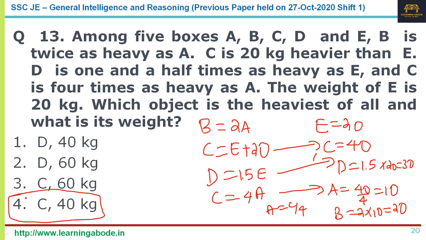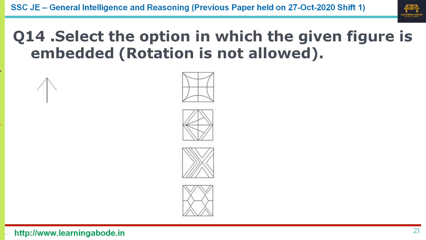Question number 14, a very simple image. The arrow that is given here is the question, and we have to see in which of the four figures you see the arrow inside.